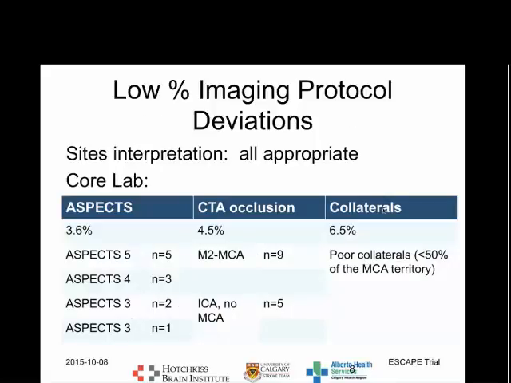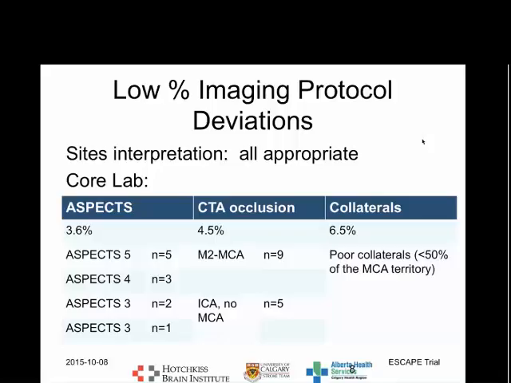Here's an example from the ESCAPE trial, where we were really interested in how well sites were able to look at their imaging for inclusion of patients in the study. This is the end result of the trial, but as the trial was going on, we were getting information from the sites about how they were scoring their imaging, and then we had an independent group look at the imaging in a real-time way, and we were able to see how well or how poorly they were making decisions on the imaging for inclusion.